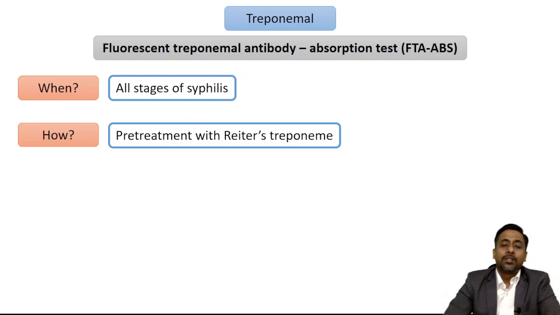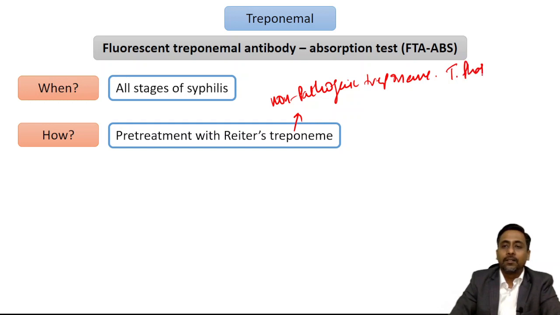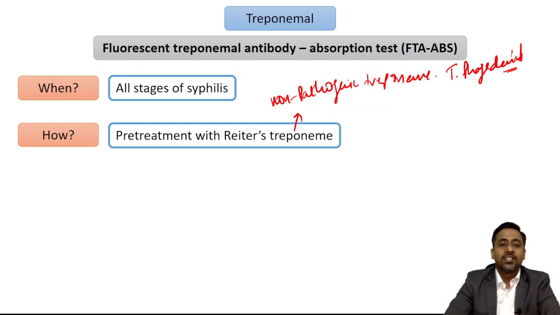And how is it performed? First of all, the serum samples will be pre-treated with Reiter's treponeme. And what is Reiter's treponeme? Reiter's treponeme is basically a non-pathogenic treponeme known as Treponema phagedenis.